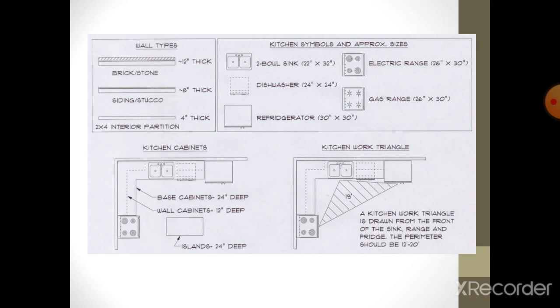So we have here the sample of the kitchen working triangle wherein, as you can see, it is drawn from the front of the sink. No, yung sink is easily accessible to the range and of course to the fridge. So you should apply the kitchen work triangle on your design. We have here as well some of the hanging cabinets, yung mga wall cabinets. So this is included on the texture. Alright, so we have here the base cabinet and island.